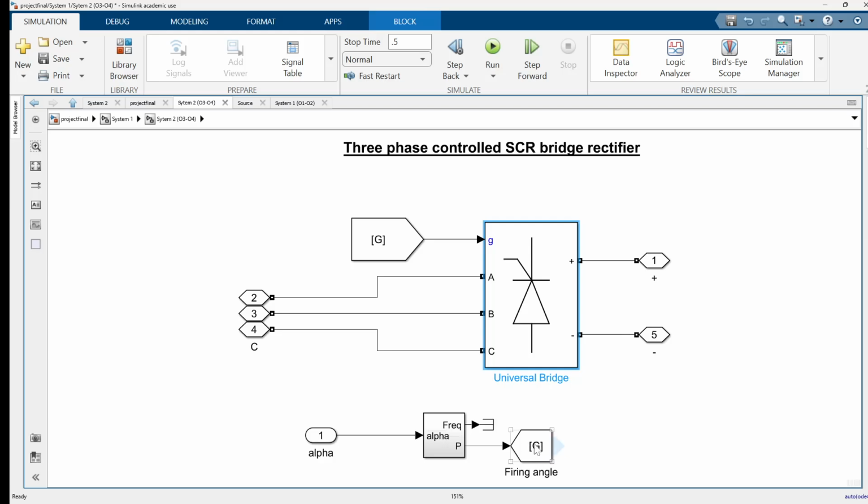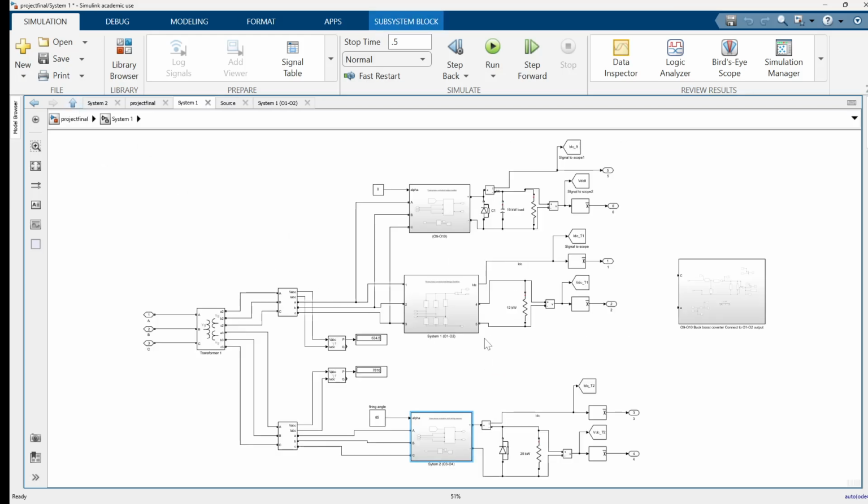Then the slider is connected to this constant block, and we're giving it to the PWM generator. The PWM generator is generating the firing angle, which is connected to the gate of the universal bridge. By controlling this gate, you will be able to get a variable DC output.